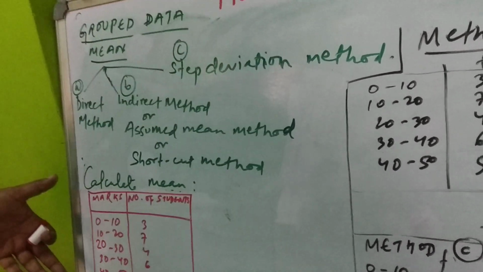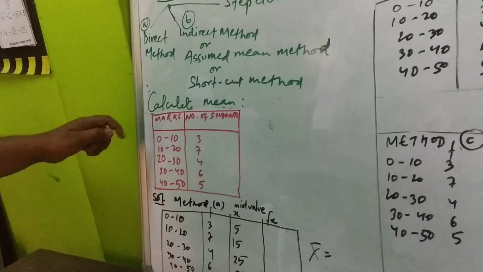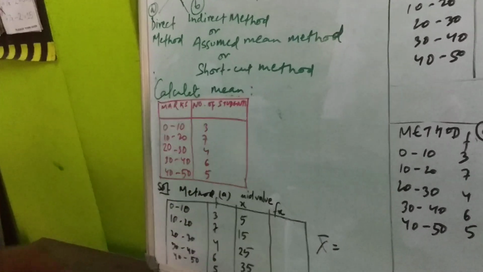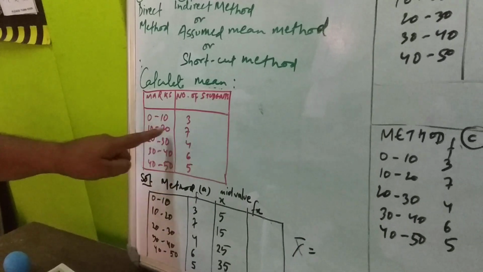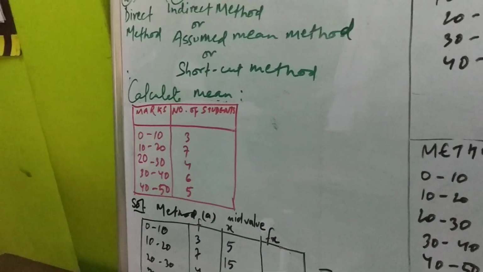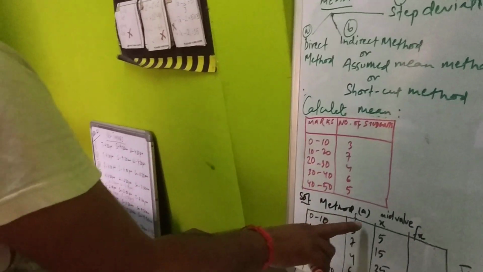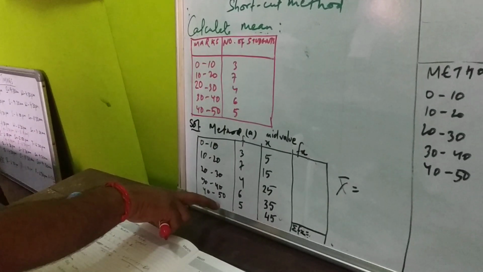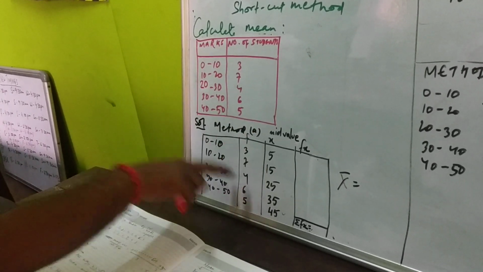So let us look at a simple data over here. This is a grouped data. I have taken marks 0 to 10, 10 to 20, 20 to 30, 30 to 40 and 40 to 50. And the number of students scoring these marks are in this group. So this is a grouped data. If I want to calculate mean by the first method, that is method A or the direct method, I have just copied the class and the number of students as frequency.